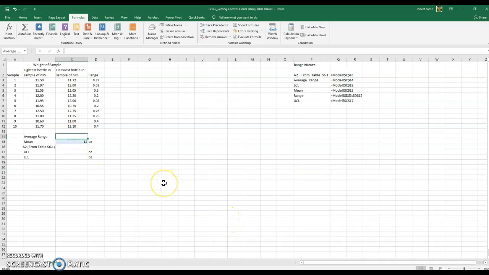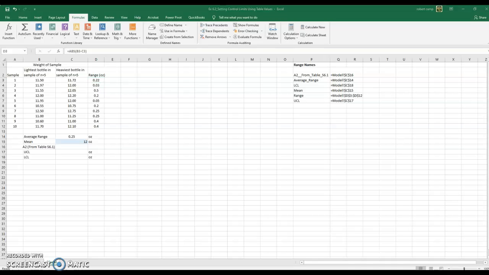Okay, so average range. This is going to be the average of all of our ranges. Let's start to type in RNGE. Oops, I can actually highlight the right one, hit tab to fill that in. So we take the average of our range, and that's 0.25. We can put ounces here because that's what it is. We can come up here and put our ounces in so we know what we're talking about.